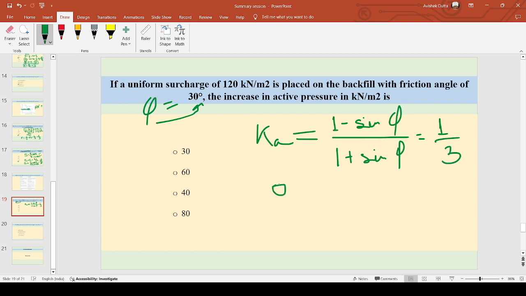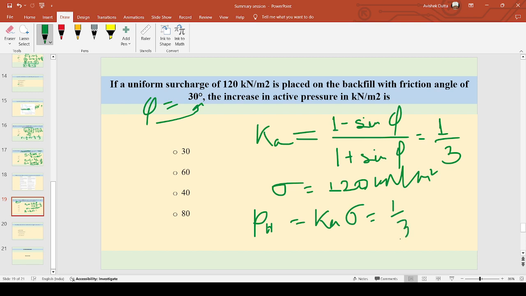Now, if the surcharge sigma is 120 kilonewton per meter square, then the increase in active pressure, that is P horizontal, will be Ka into sigma. 1 by 3 into 120 will give us 40. So 40 kilonewton per meter square is the answer.